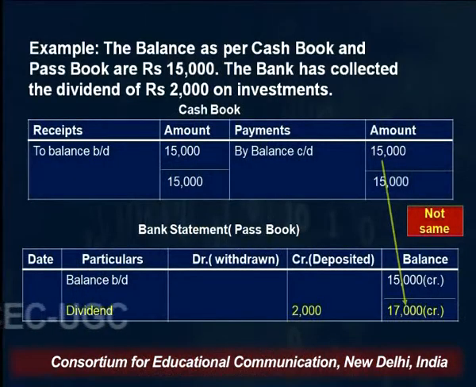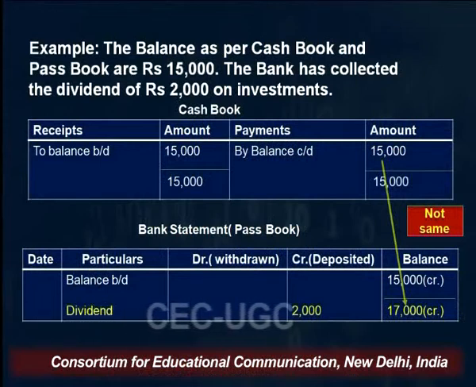The bank has collected a dividend of 2,000 on an investment made by the trader, made by us. So we have invested in some shares or debentures of another company, on which we have received some interest or dividend, which is directly deposited in our bank. Since it is directly deposited in our bank, it is depicted in the passbook as a dividend of rupees 2,000. Why is it credited? Whenever there is an increase in our account, it is shown on the credit side of the passbook, in the credit column.